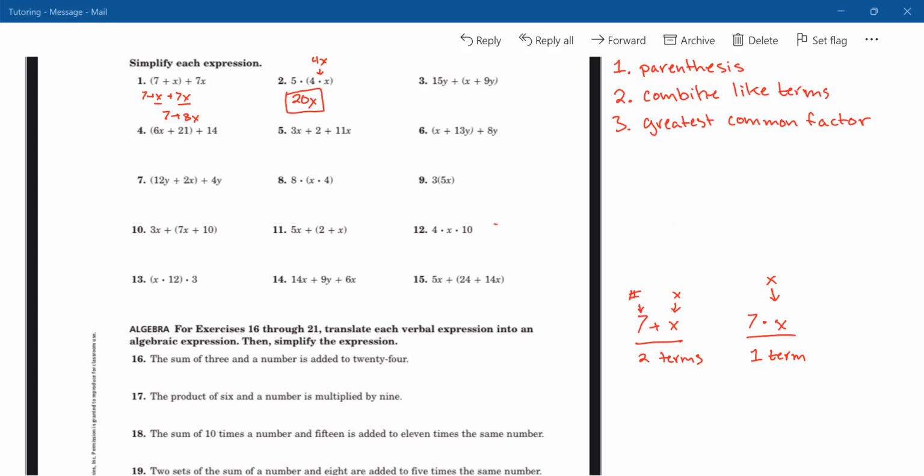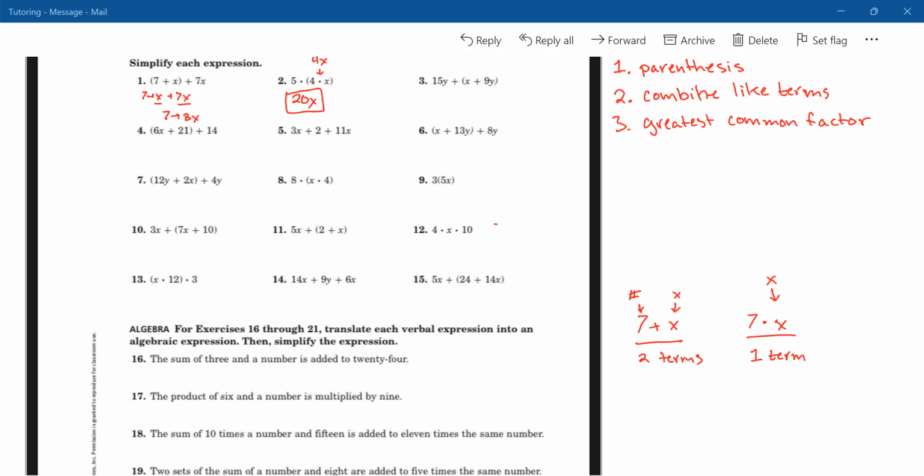Let's do number 3. We have 15y plus parentheses x plus 9y. You may have noticed that we have two separate variables within this expression, which may make you a bit nervous. However, I want you to remember that we are not solving the equation, we are simply simplifying it.